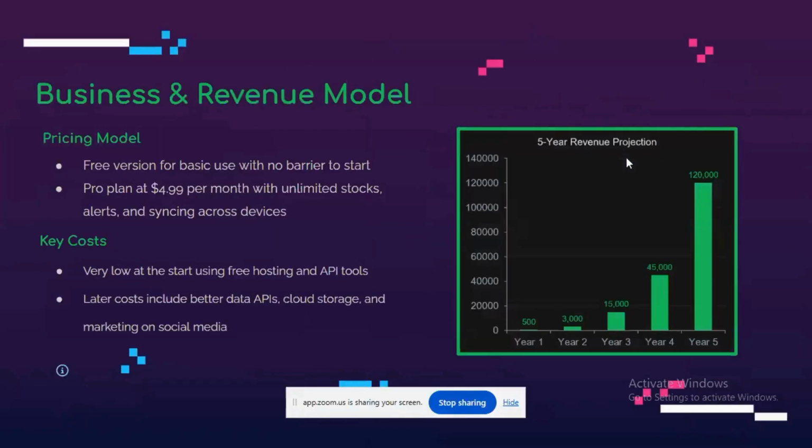So this is the business model. Folio is free to use, so anyone can start using it right away. But I also have a pro version that's $499 a month, and this gives extra features like price alerts, unlimited stocks, and syncing across many devices. So this way, the basic app stays free, but people who are very advanced and want more options can upgrade if they want more features.